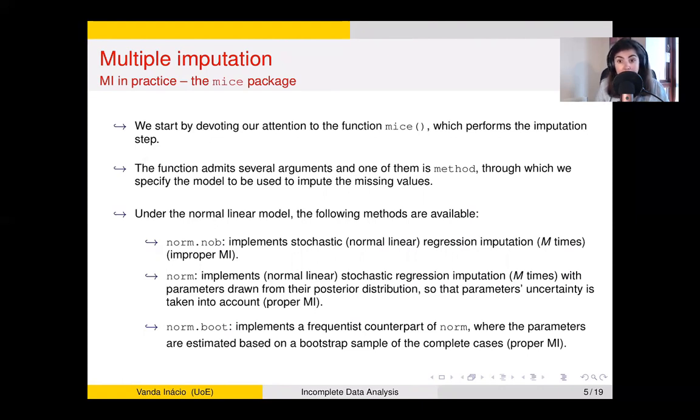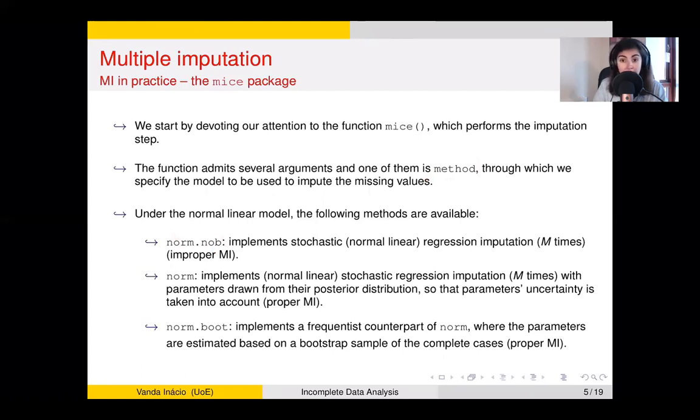This can be the methods that we want to use, or the methods that are implemented. We have an argument in the function, which is the argument method. Because we are assuming our variable is continuous, and under the assumption that it follows a normal distribution, we will see later extensions of this, there are 3 methods available.